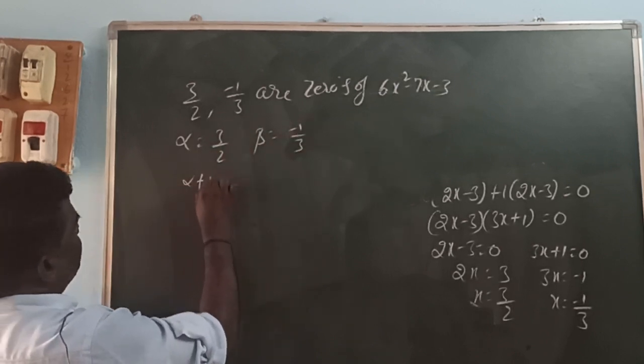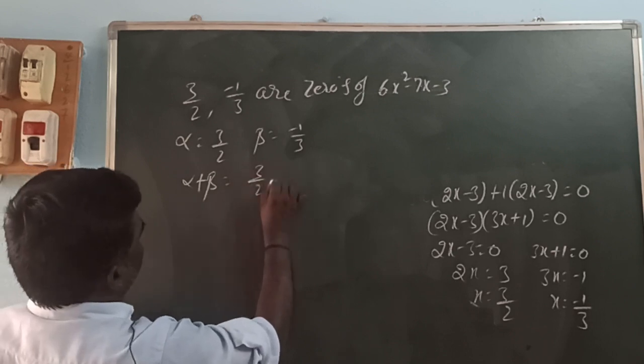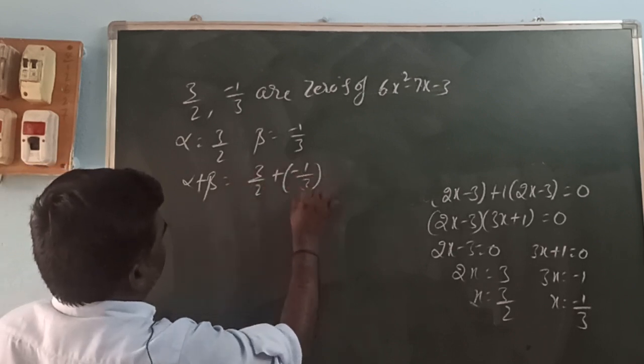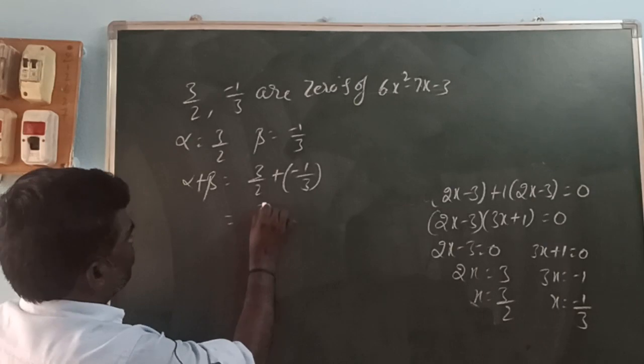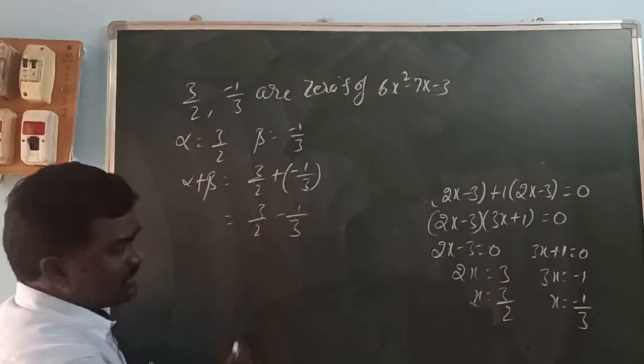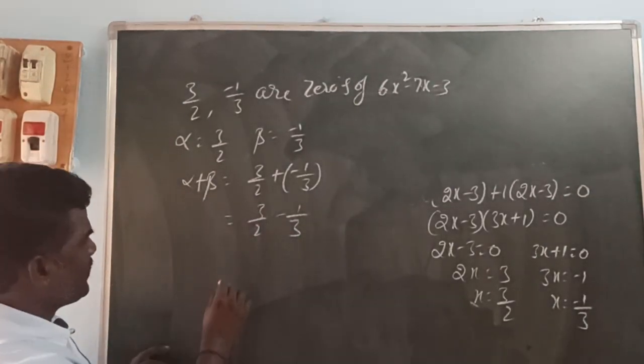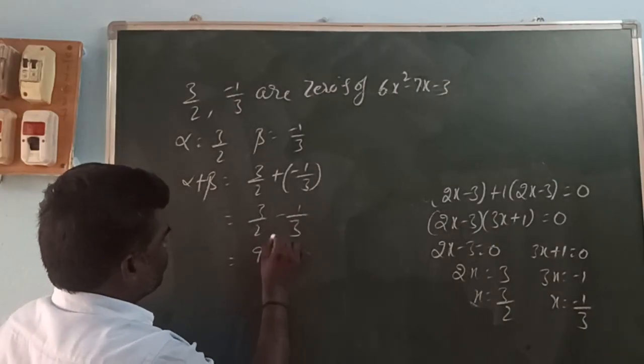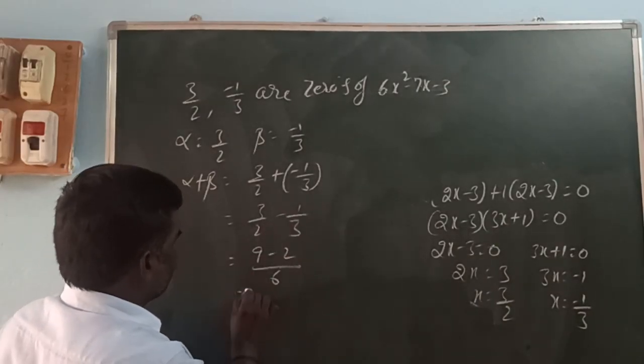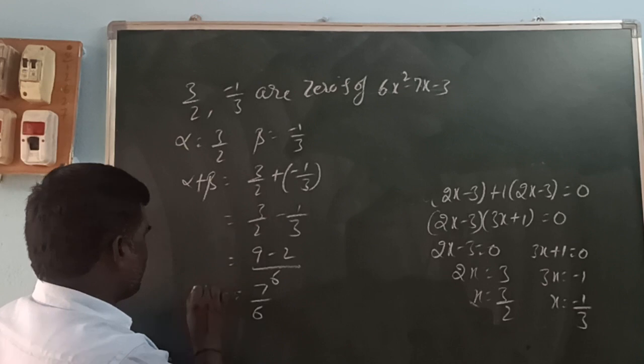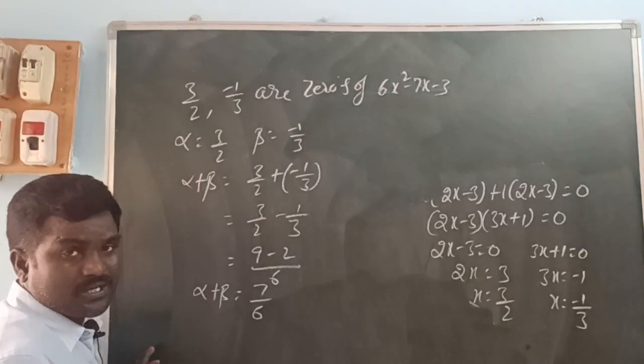So alpha plus beta is equal to 3 by 2 plus minus 1 by 3, plus into minus is minus. So 3 by 2 minus 1 by 3. These two are fractions, we can do cross multiplication. 3 threes are 9, 1 into 2 is 2. 2 threes are 6. 9 minus 2 is 7 by 6. So alpha plus beta is equal to 7 by 6.